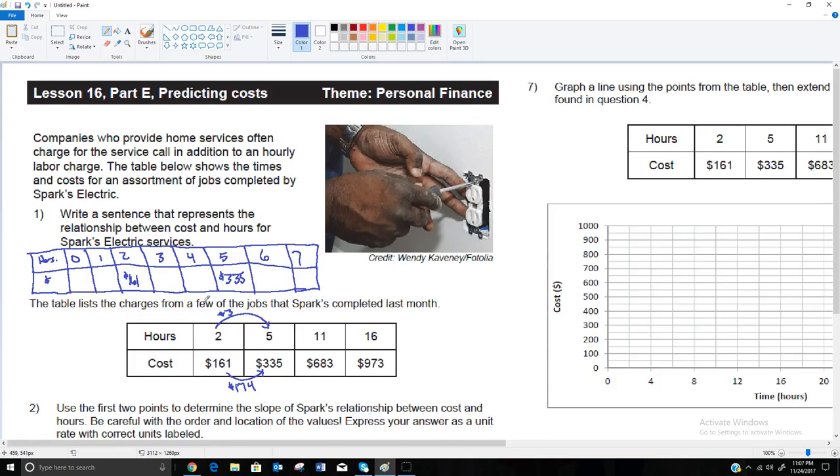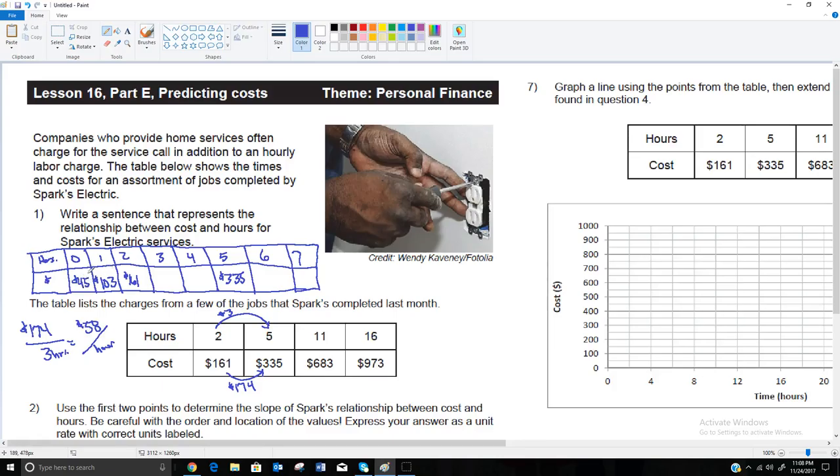So what we want to do, we know that $174 for 3 additional hours means an hour is $58. So $58 per hour is their rate. But that's not all that they charge, because if that was the case, then 2 hours should only cost $116, and it doesn't. It costs $161. So let's go back and calculate what 0 hours would be. If I take 161 minus 58, that gets me 103. And then if I subtract 58 again, I get 45.